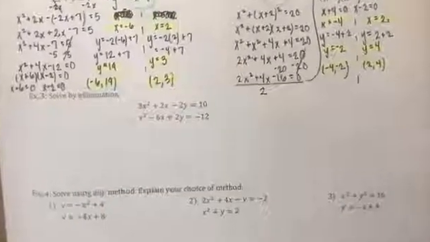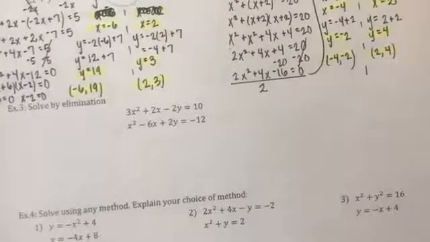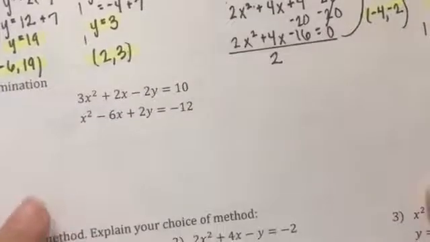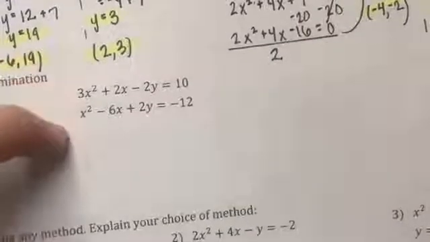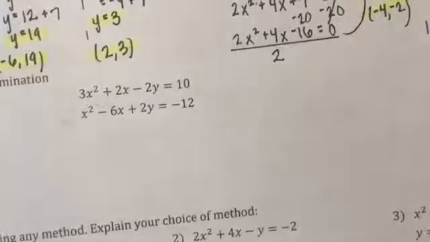And then for example 3, it's solved by elimination. So when we solve by elimination, that's when we add equations together in order to eliminate some variables. So we have 3x squared plus 2x minus 2y equals 10, and x squared minus 6x plus 2y equals negative 12.